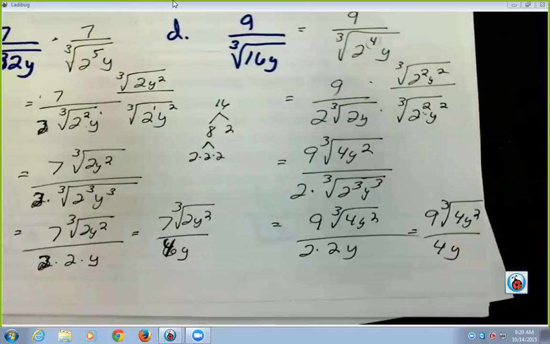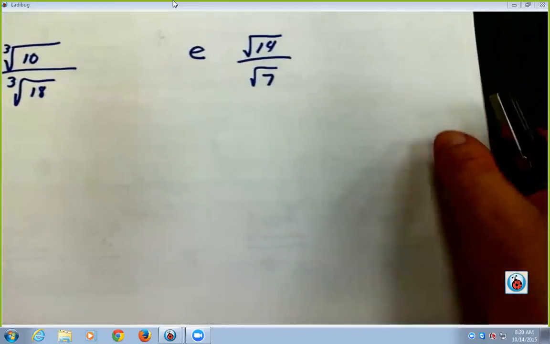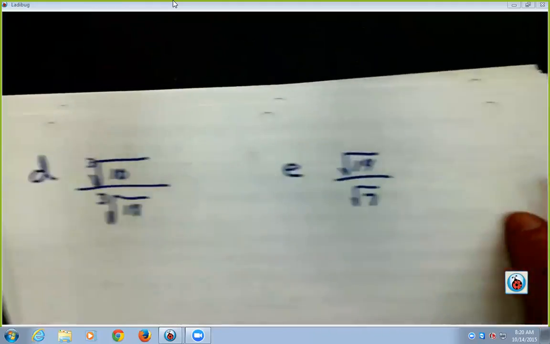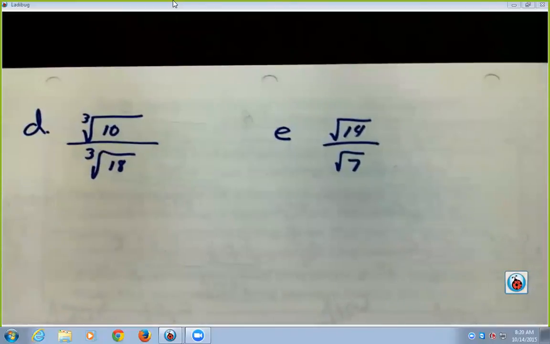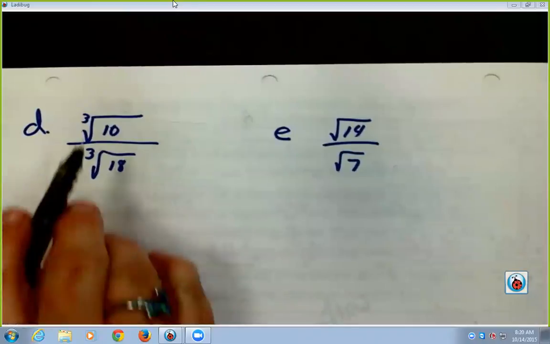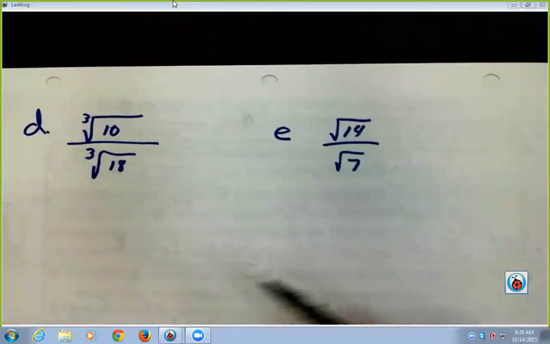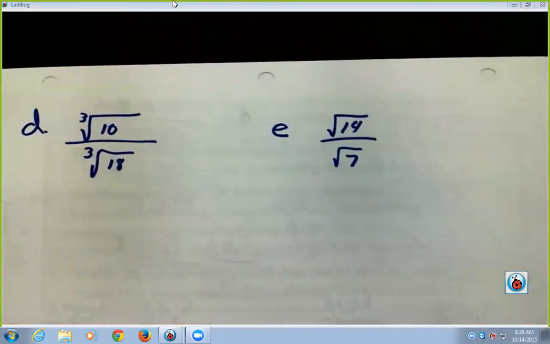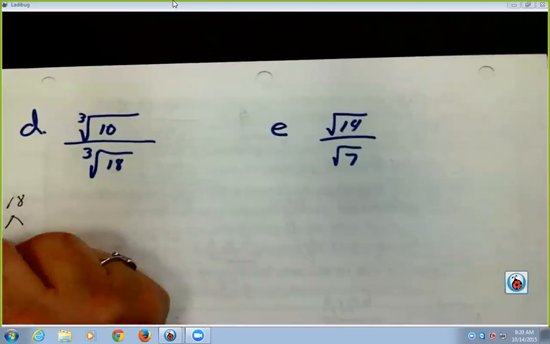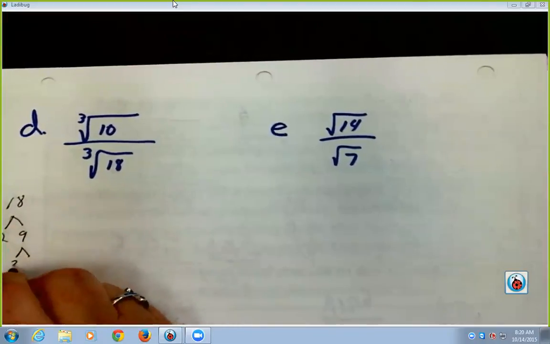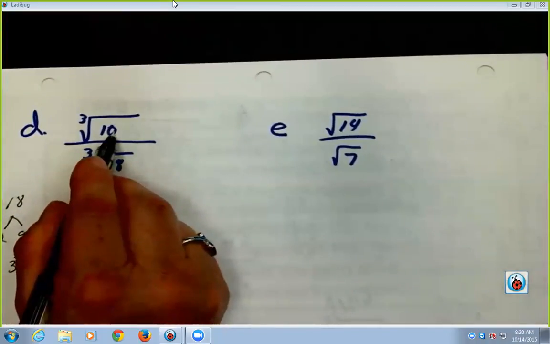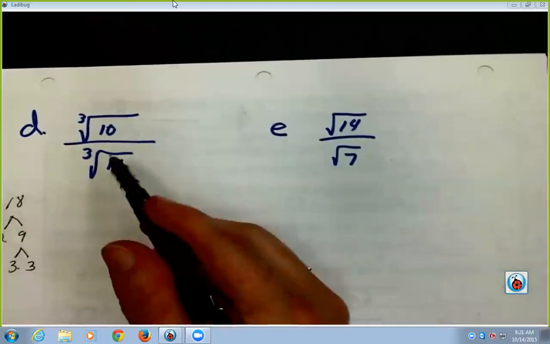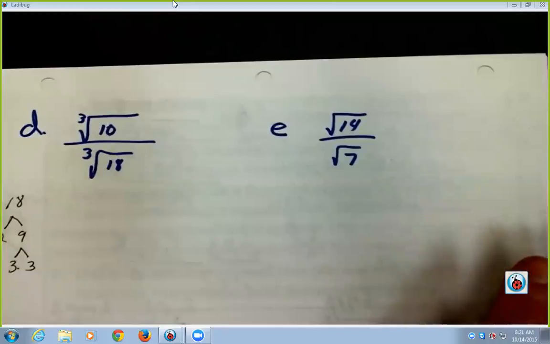Making sense? Hopefully. Okay, let's take a look at these two and see what we can come up with out of this stuff. Again, these are all the varieties that are going to show up in the work that you're going to do. So I've got the cube root of 10 over the cube root of 18. So if I look at 18, 18 is made up of 2 times 9, and 9 is made up of 3 times 3. Do I need to break the 10 apart in the top? Not necessarily, but sometimes it might help me.